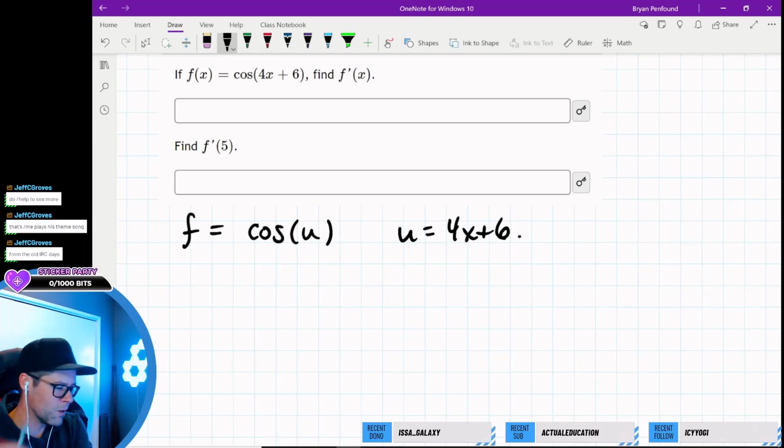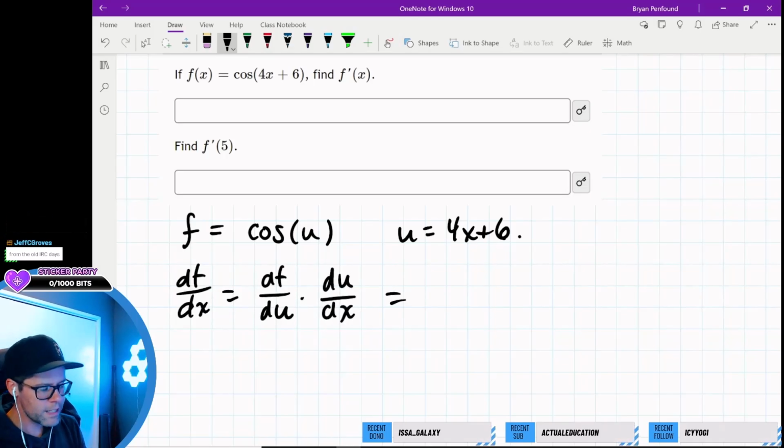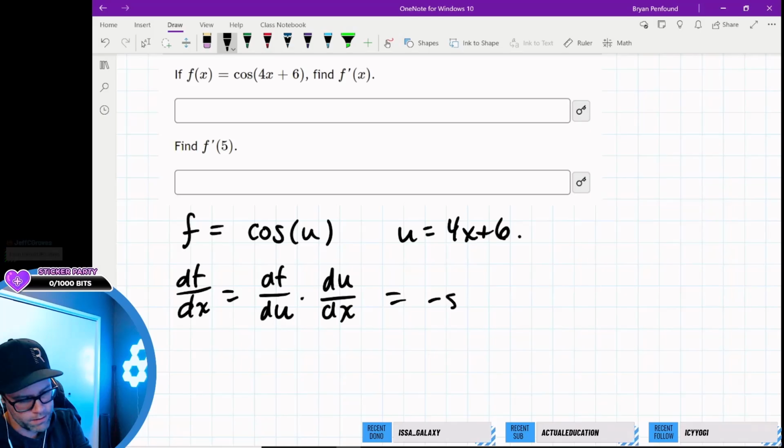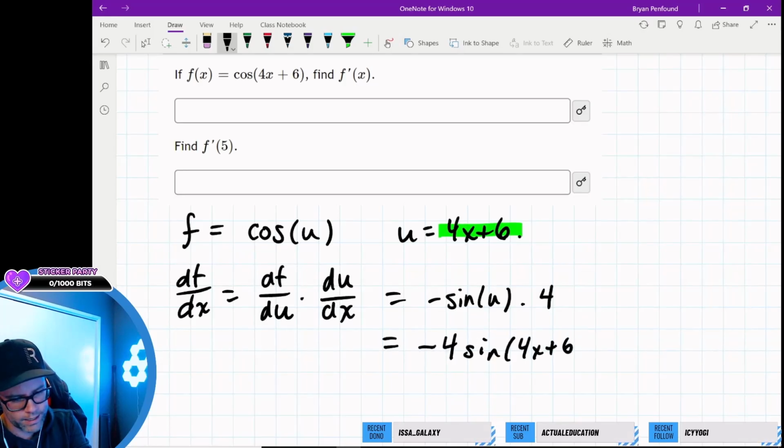So here's how I would set this one up. I'd say cosine of u, and then maybe make u the inside function. And then we know that the derivative of f with respect to x should be the derivative of f with respect to u times the derivative of u with respect to x. If I take f with respect to u, the derivative of cosine is negative sine, right? Negative sine of u. And then the derivative of u with respect to x is 4. And then the last thing we want to do is just back substitute 4x plus 6 in. So we're going to get something like negative 4 sine of 4x plus 6.